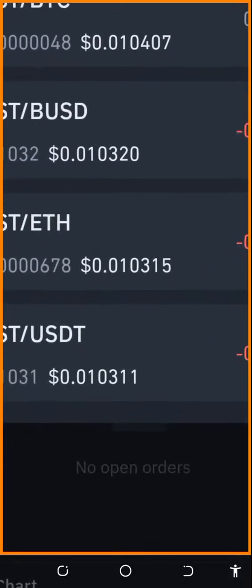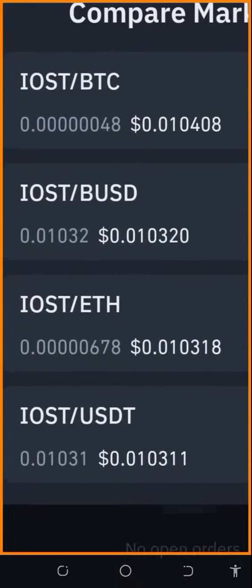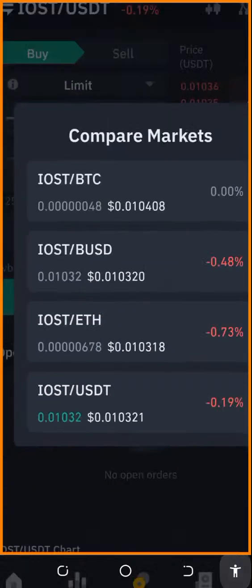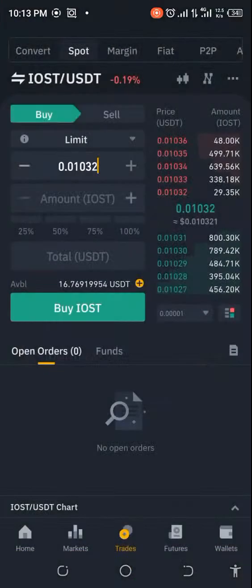Okay, so let's see if there is an opportunity here. Well, we can see that this is IOST, and I can see that the lowest here should be IOST USDT, while the highest here is IOST BTC. Let's go ahead and simulate that very quickly. Let's hope that we won't lose out on this. So we'll just quickly simulate this with what we have.